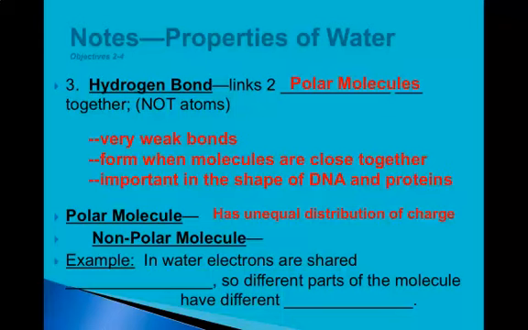A polar molecule has unequal distribution of charge. That means that in the molecule you're going to see that there's a positive side and a negative side. So it's unevenly distributed. A nonpolar molecule has equal distribution of the charge. It's going to be nice and even all the way around. So an example, in water, electrons are shared unequally, so the different parts of the molecule have different charges.